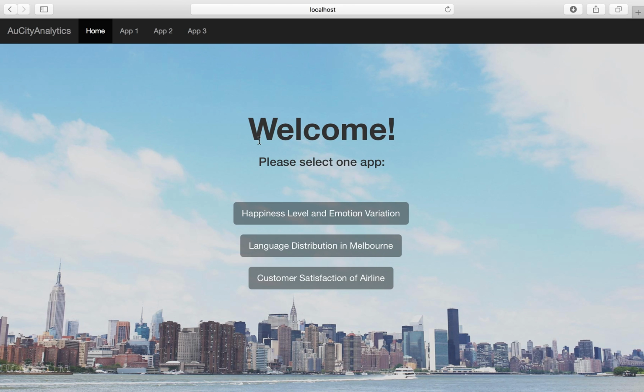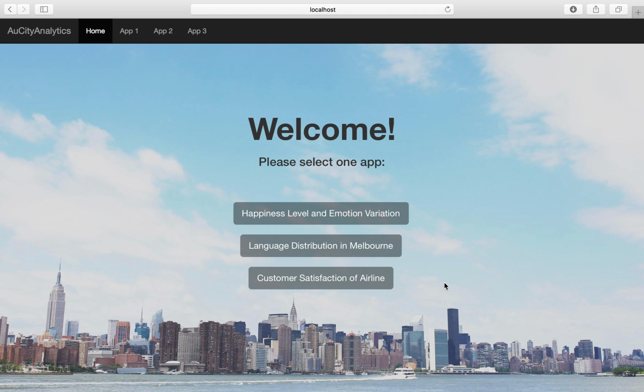Hello everyone. This is our web application for our cluster and cloud computing class. This application is to show the result of the analysis for Australian cities. So this is our home page.